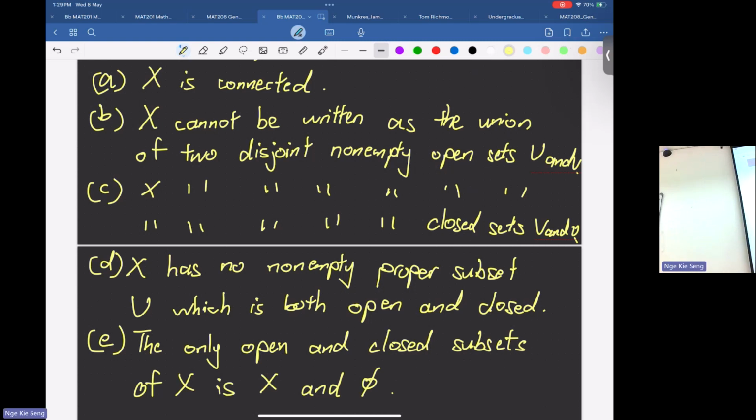If your space only has the whole space and the empty set as both closed and open, then your space is connected. Try and think about this, it is quite fun to think about. You can discuss with your friends how to prove this. Try and prove A and E first, and then the others are quite easy. This one is very standard, so you must know it. Just work from the definition. Write out the definition.